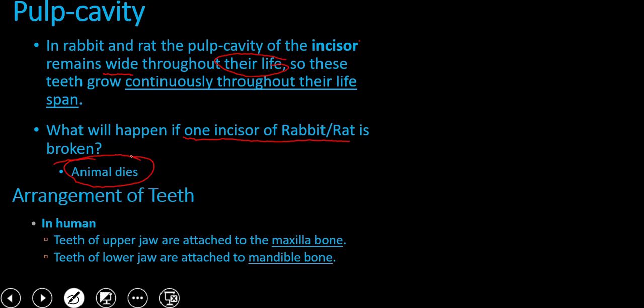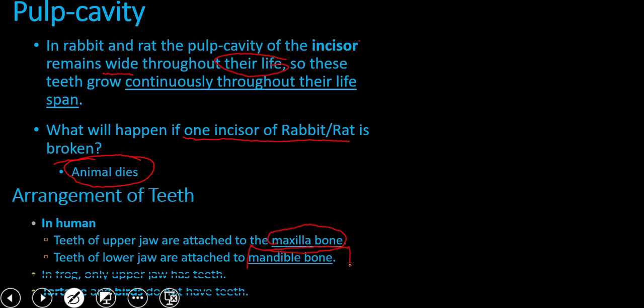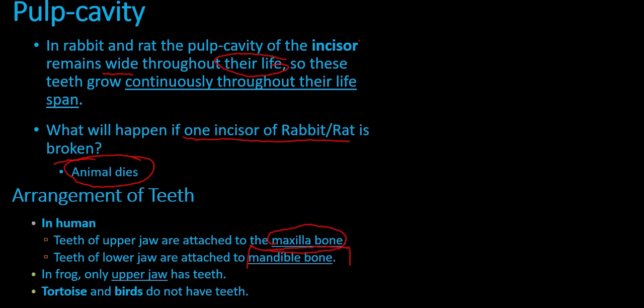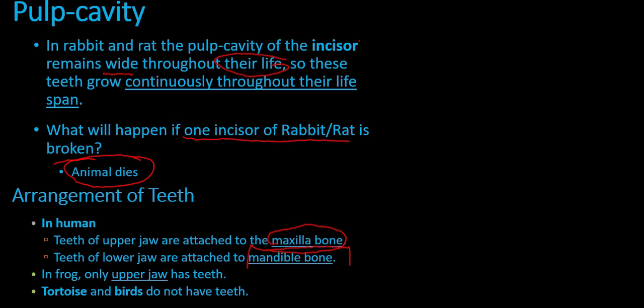Arrangement of teeth in humans: the teeth of the upper jaw are attached to the maxillary bone and the teeth of the lower jaw are attached to the mandible bone. In frogs, only the upper jaw has teeth, while tortoises and birds do not have any teeth. So you have to remember that tortoises and birds don't have any teeth, while in frogs only the upper jaw has teeth. So this is regarding the structure, the arrangement, the types and number of teeth in human dentition.